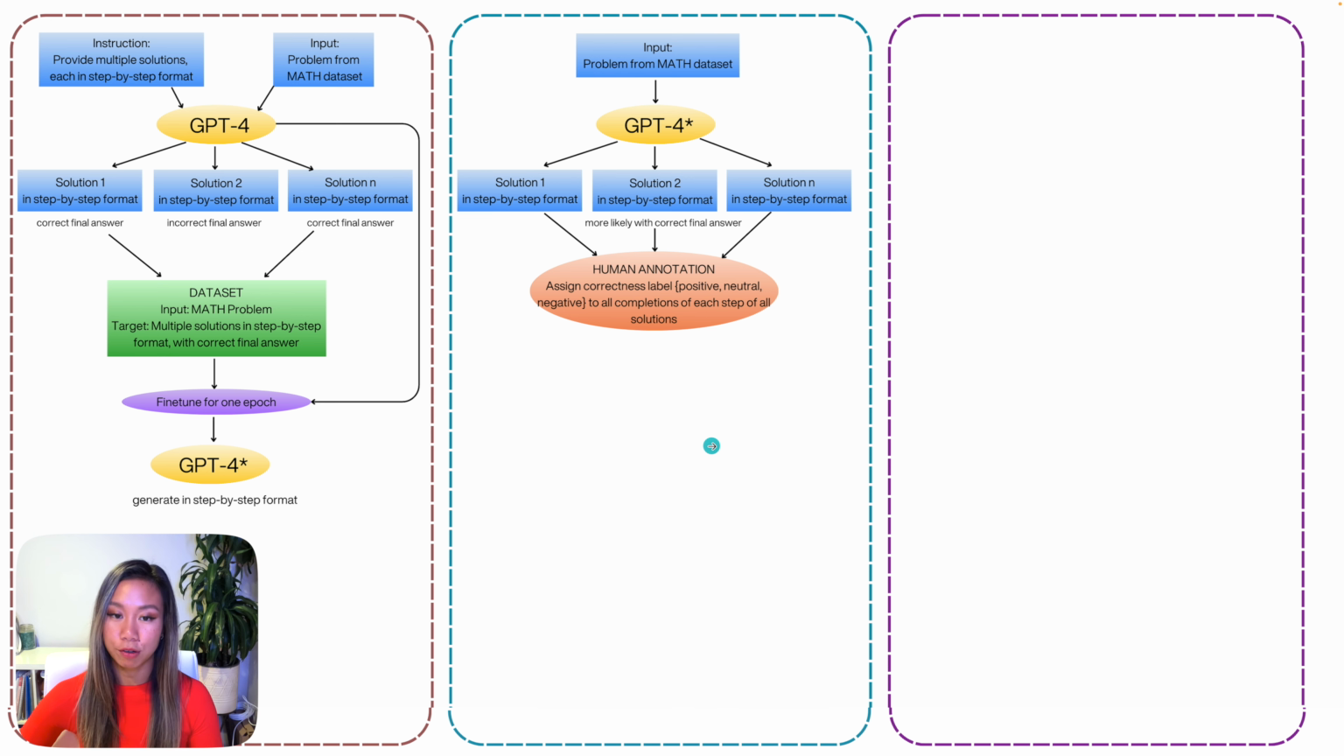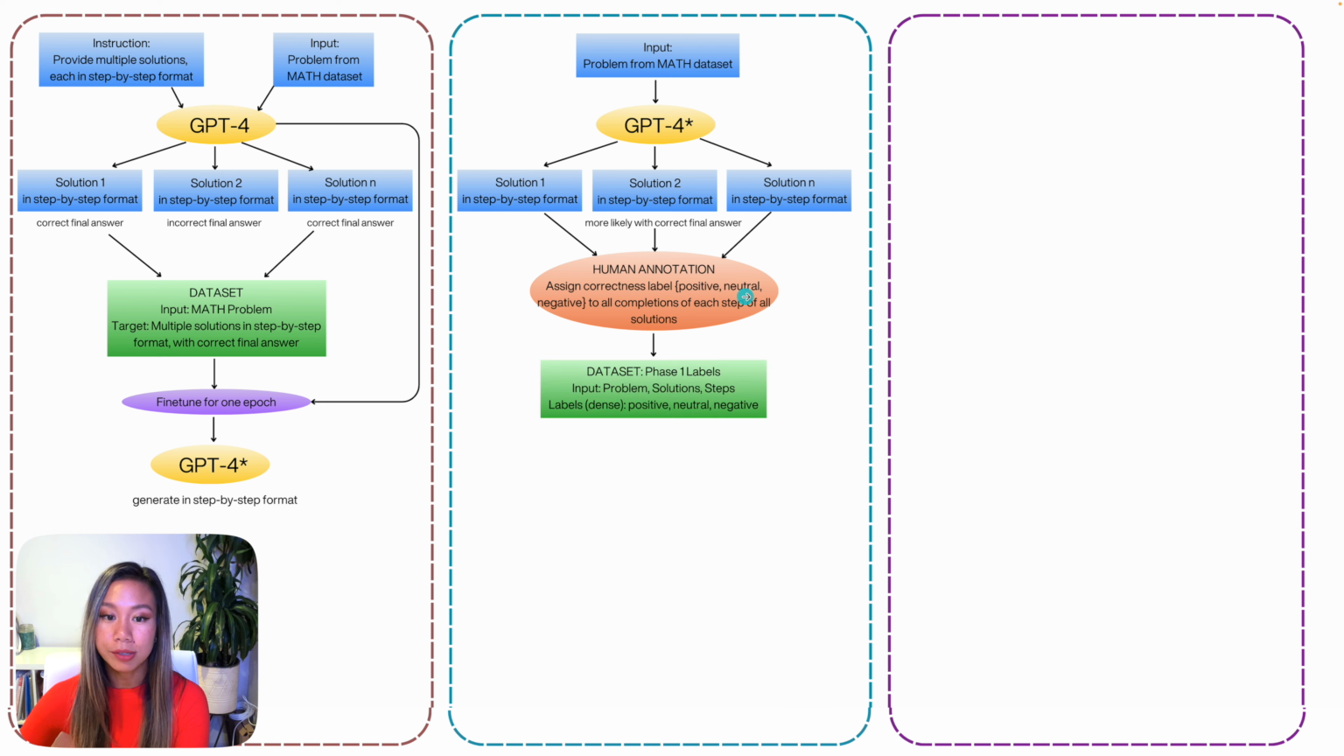So now back to our flowchart. After a human has provided those labels to each of those solutions and its steps, you can now use those labels to put it into your new data set, where your input is now going to be a math problem, its corresponding solutions, and all the steps to the solution. And it's going to have labels for positive, neutral, or negative for each of the completions in those steps. So that's why you call it dense labeling. And this is what makes up phase 1 of the labels.